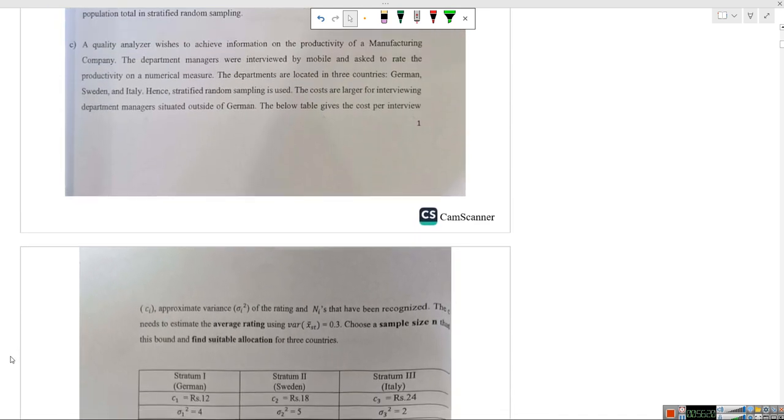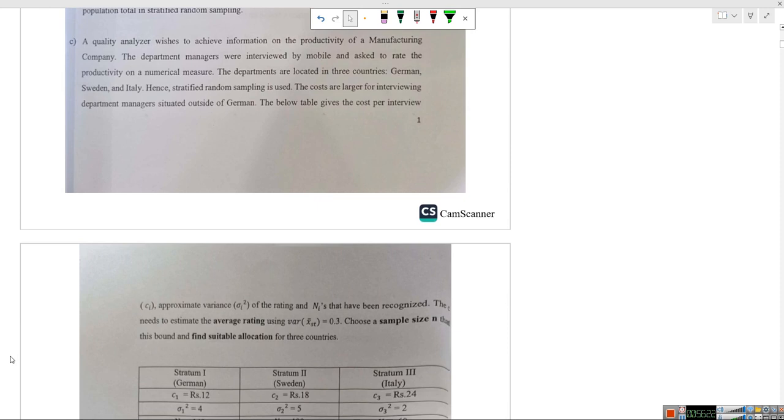A quality analyzer wishes to achieve information on the productivity of a manufacturing company. The department managers were interviewed by mobile and asked to rate the productivity on a numerical measure. The departments are located in 3 countries, Germany, Sweden and Italy. Hence stratified random sampling is used, right? So they have mentioned the method of sampling that they are going to go for this research. The costs are also given. So we will have to use this optimum allocation also, right?